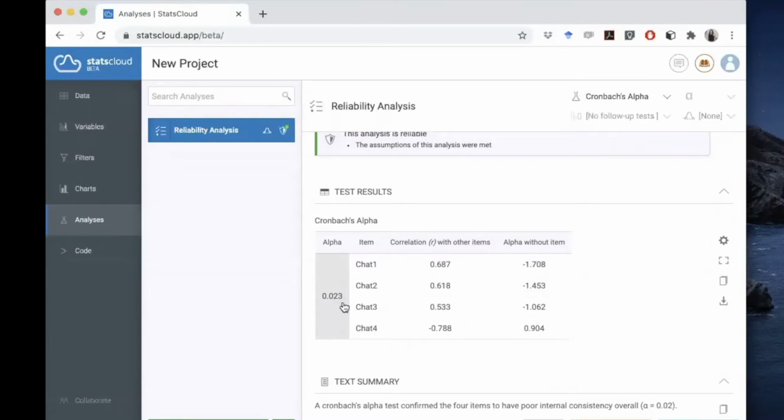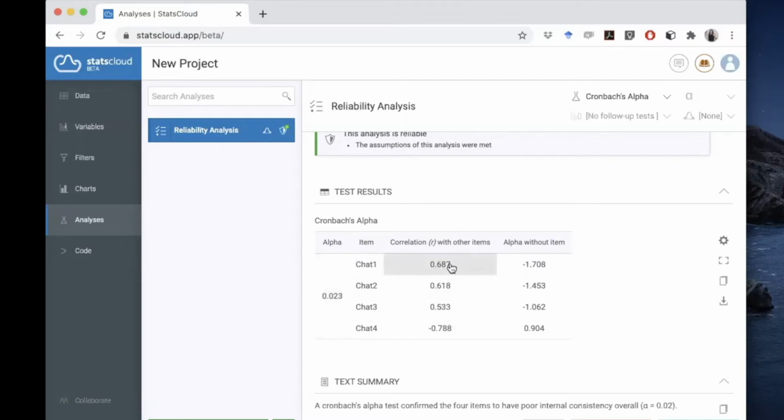0.023. So if you recall when I showed you the cutoffs in class, anything above a 0.9 is excellent. A 0.8 is like very good. A 0.7 is acceptable. A 0.6 is like weak. And then anything under that kind of 0.5 is kind of terrible, unacceptable. So this case, a 0.02 is really, really bad.